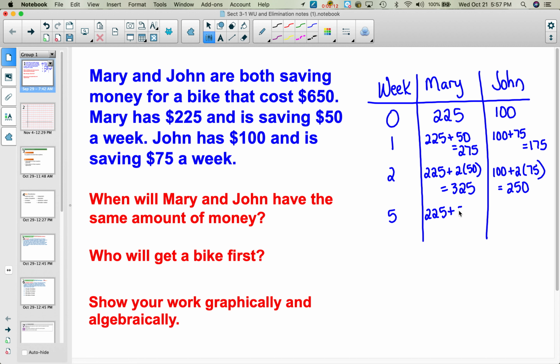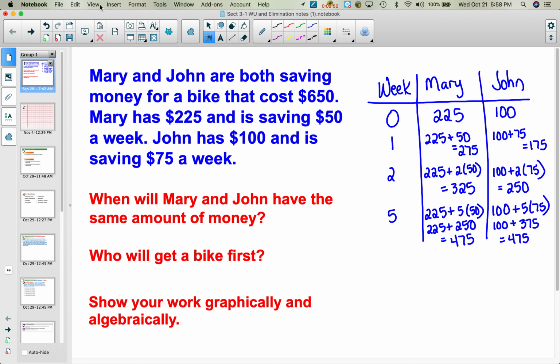So we would have 5 times 50. So we have 225 plus 250. So at this point, she would have 475, so still not enough to get the bike. John's going to have $100 plus, if we do 5 times 75, it's going to be 375. Oh, what do you know? I didn't mean for that to, I just found when they have the same amount of money.